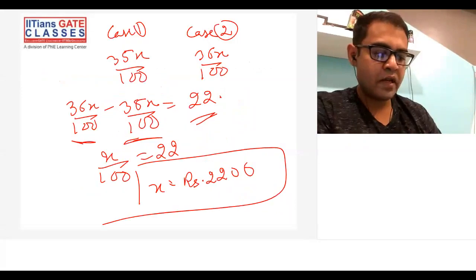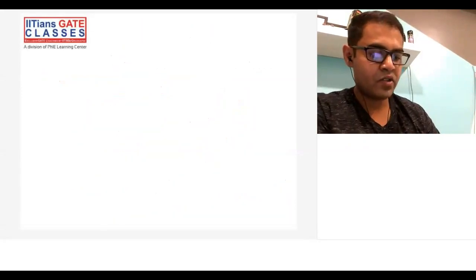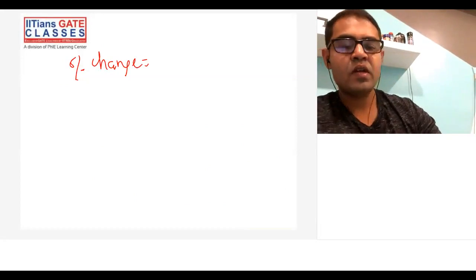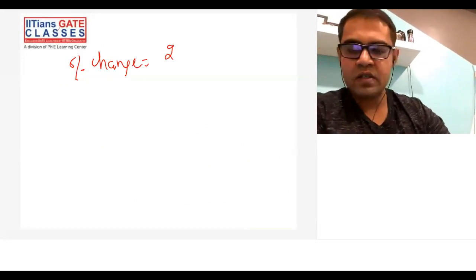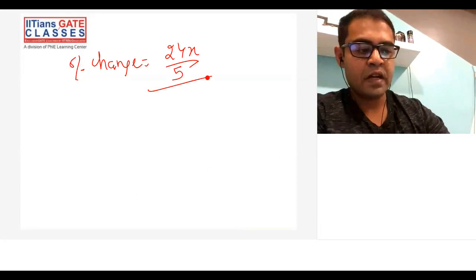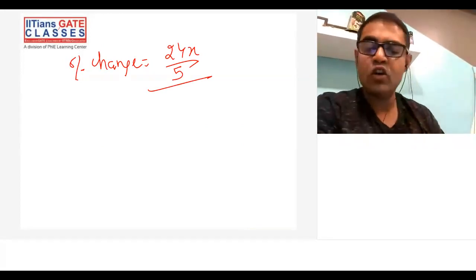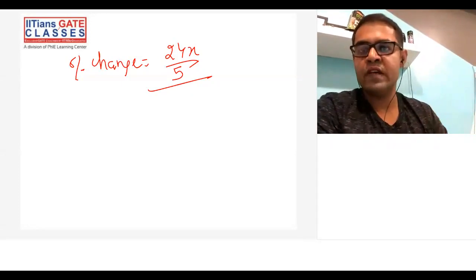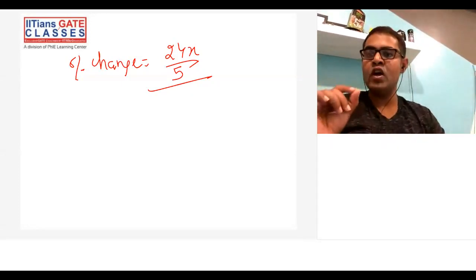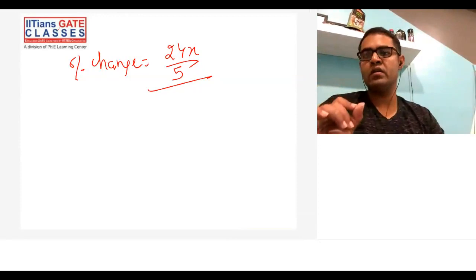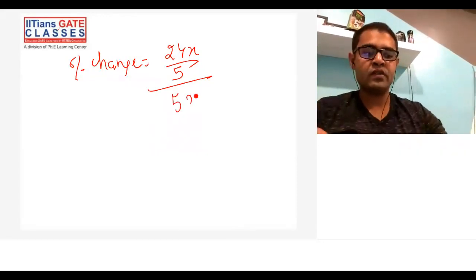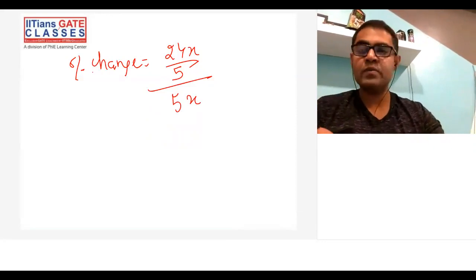Now we'll again use the formula for percentage change. All right. So percentage change is equal to what? Difference, which is 24x by 5 divided by what? Divided by the original value. Now the important thing is, what is the original value? Original value is the value which you were supposed to get, and you were supposed to get 5x, not x by 5. Okay. You were supposed to get 5x. This is the original value.